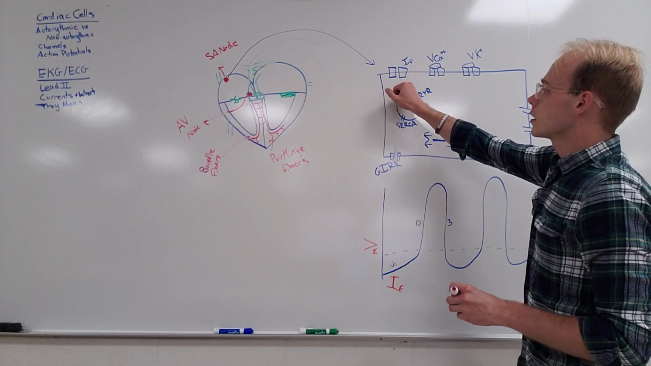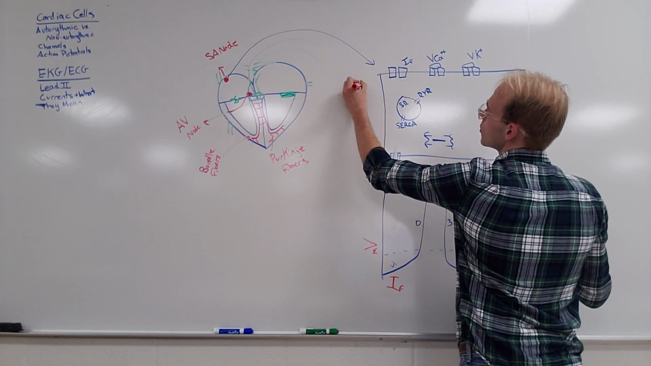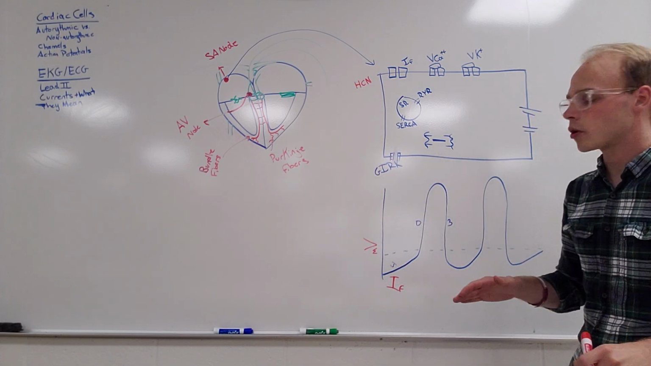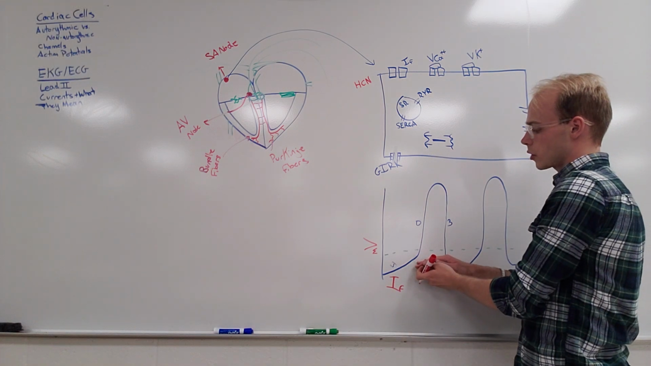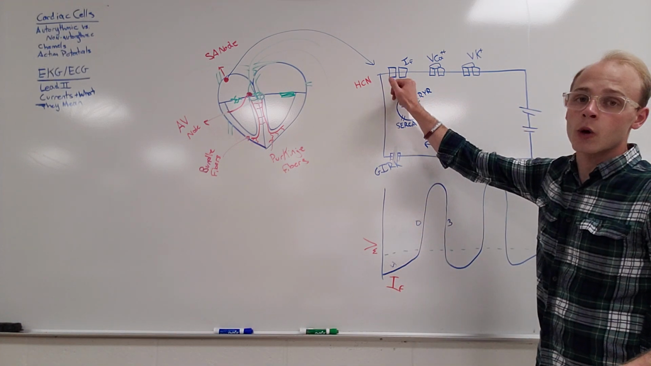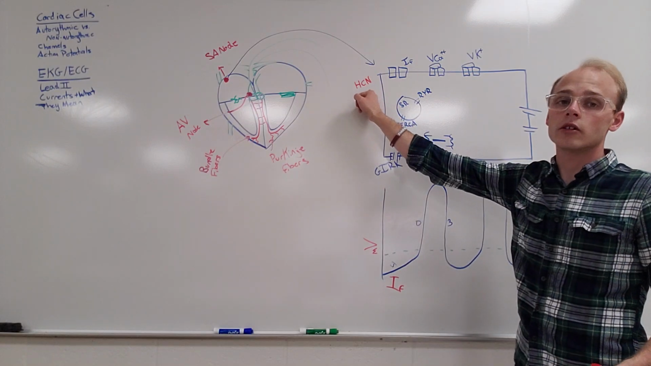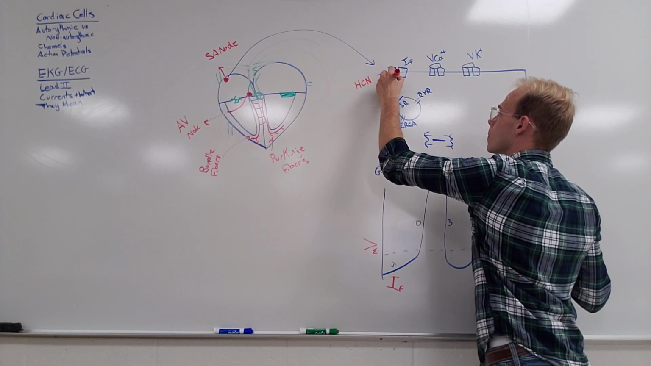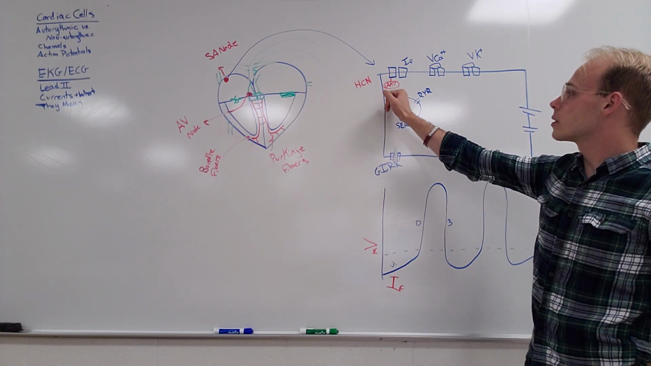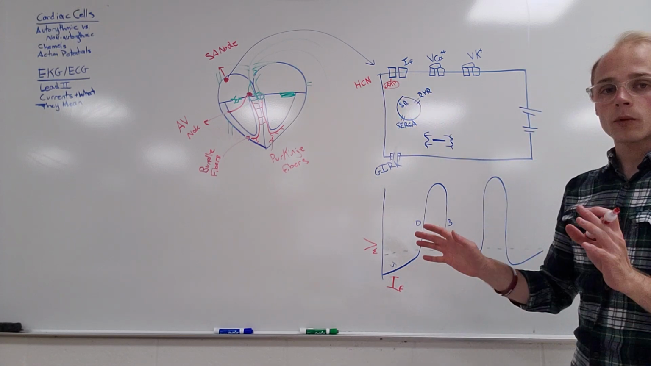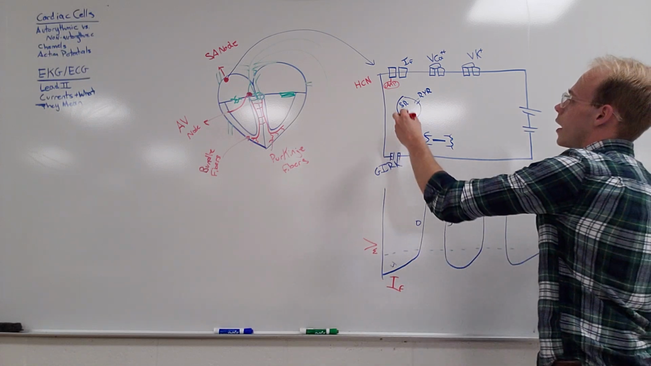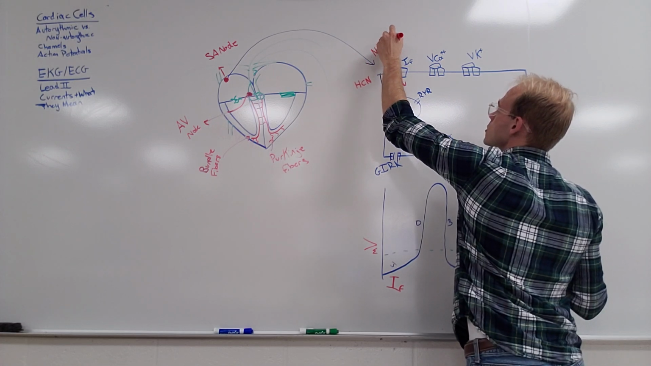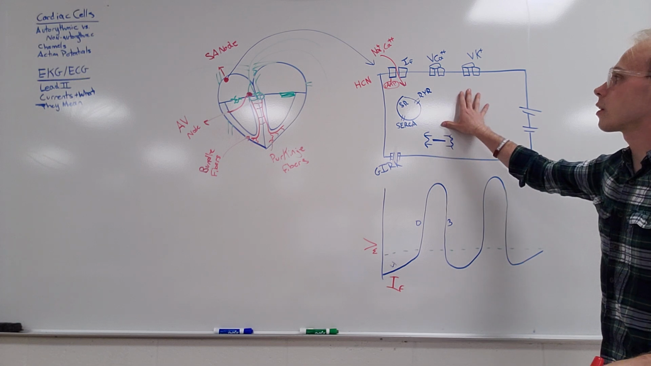So the reason this is called the funny channel, it also has the HCN channel. So H stands for hyperpolarized. So if the cell is below threshold or hyperpolarized, that means this channel is open. Or the CN stands for cyclic nucleotide. So if cAMP, I'll draw a little cAMP here. So if cAMP is bound to it, it's open, or if the cell is hyperpolarized. And so this is a cation channel. It allows sodium ions and calcium ions to come into the cell and to start depolarizing.